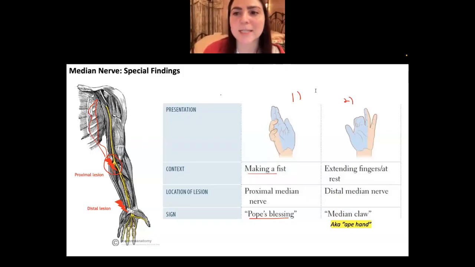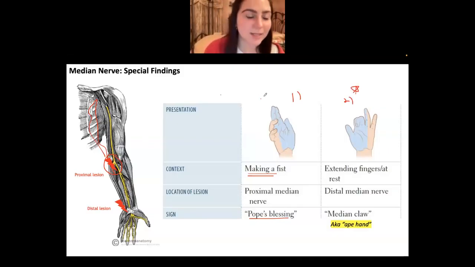Can this also be present in a distal lesion? Good question. We're going to get to a distal lesion next. It's kind of weird, I feel like this was how they were able to differentiate between a proximal lesion and a distal lesion. I don't know exactly why they present differently. I don't remember if I read the question out loud for the video, but it was, could you also get this Pope's blessing in a distal lesion? Usually not, because it presents like number two.